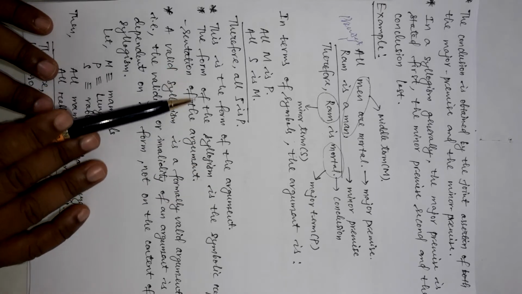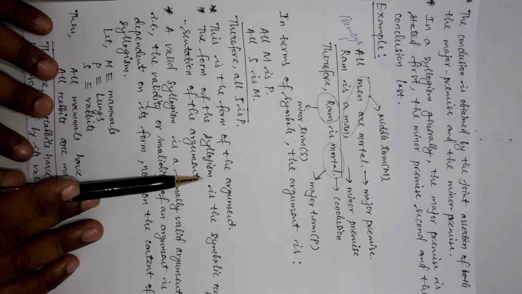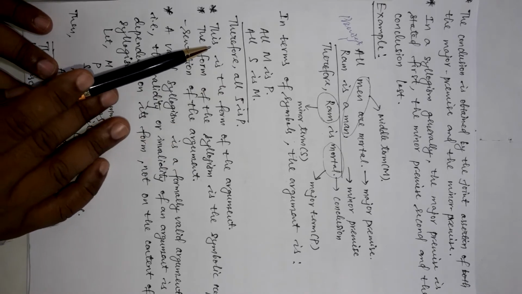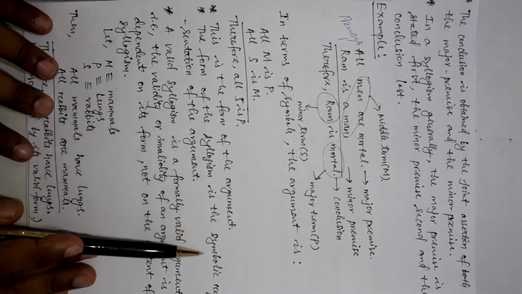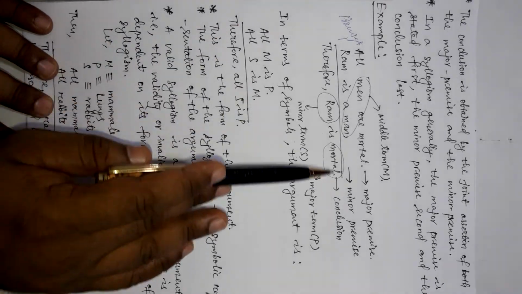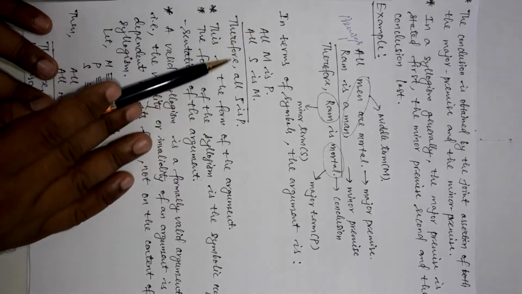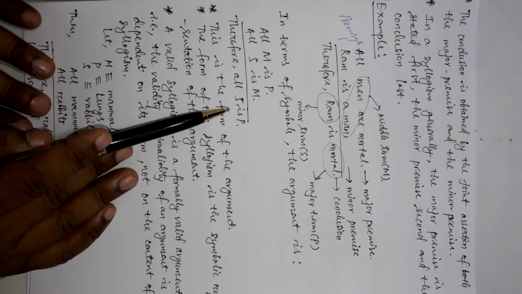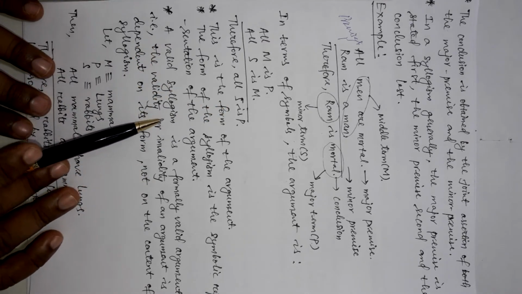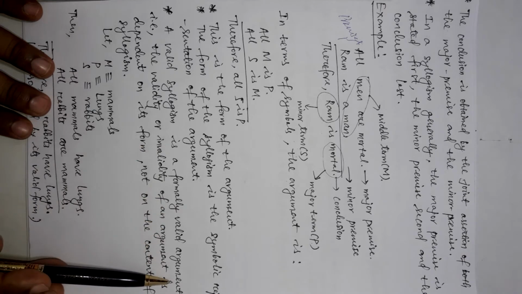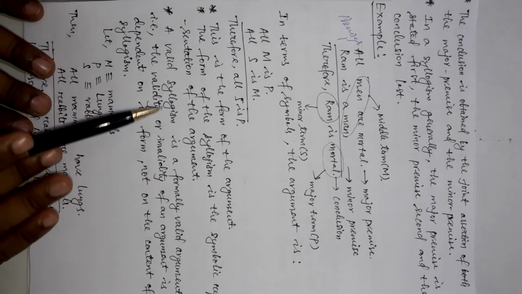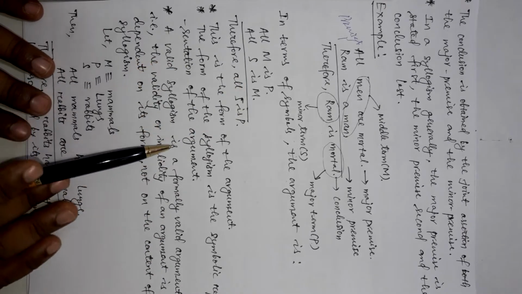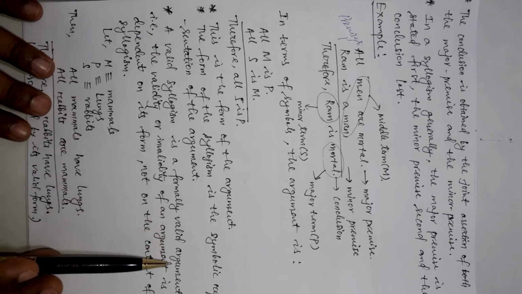Now, the form of the syllogism is the symbolic representation of the argument. What do we mean by the form of the syllogism? It is a symbolic representation of the whole argument. If I represent this argument in terms of symbols, then it is called the form of the syllogism. Now, a valid syllogism is a formally valid argument.